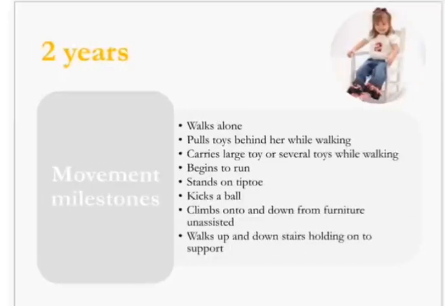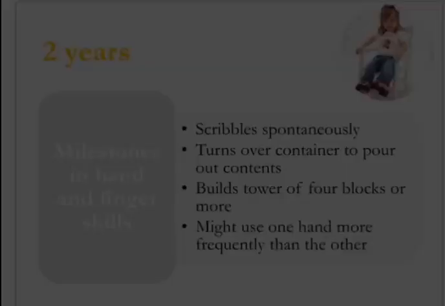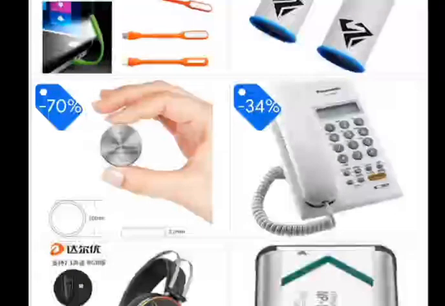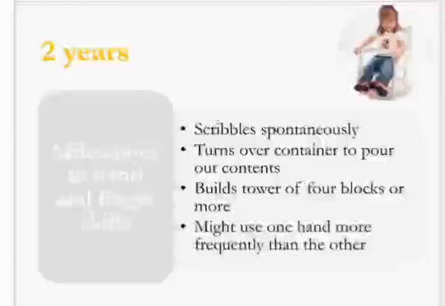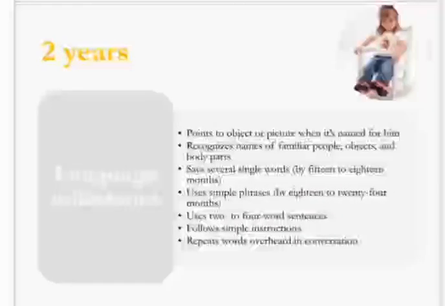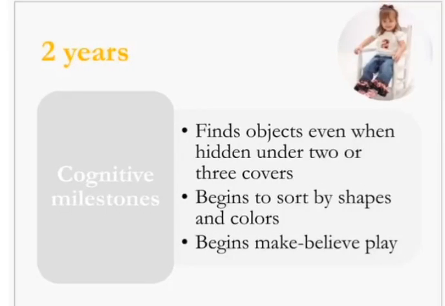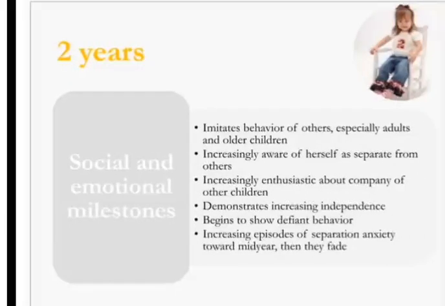At 2 years, they walk alone, stand on tiptoe, begin to run, and kick a ball. Milestones in hand and finger skills: scribble spontaneously, build a tower of 4 blocks, might use one hand more frequently than the other. Language milestones: use 2 to 4 word sentences, follow simple instructions, repeat words overheard in conversation. Cognitive milestones: find an object even when hidden under 2 or 3 covers, begin to sort by shapes and colors, begin make-believe play.